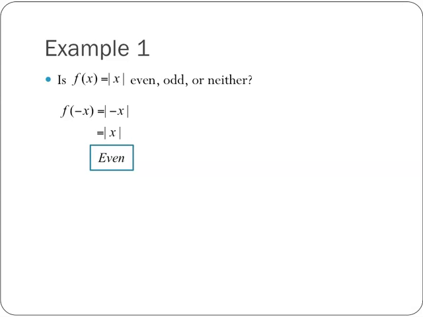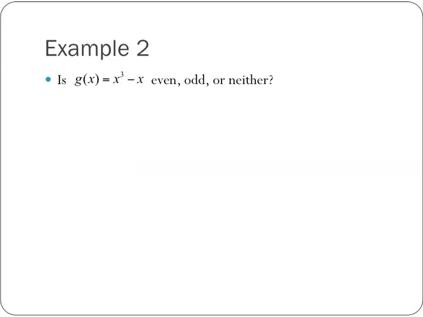Take a look at example 2. Is g of x equals x cubed minus x even, odd, or neither? All right, we'll do the same thing. Plug in negative x. We have negative x cubed minus negative x. So that's negative x cubed plus x.